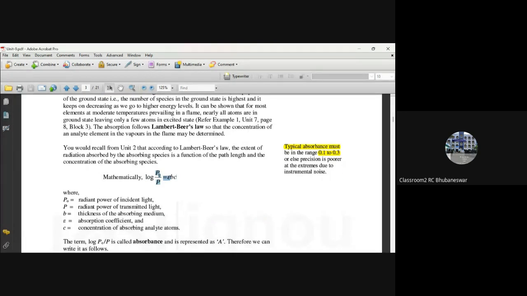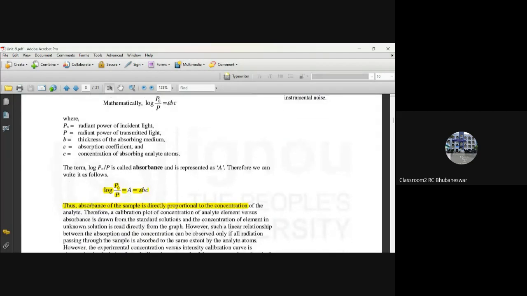Okay. But here one thing you must notice, that typical absorbance should be 0.1 to 0.3. You might be seeing some absorbance going beyond 0.3, but as far as research is concerned, you can't take the absorbance reading above 0.3. That is not valid. That is due to some error that is occurring in between. Okay, but 0.1 to 0.3 is the acceptable absorbance value. It should not go beyond that.